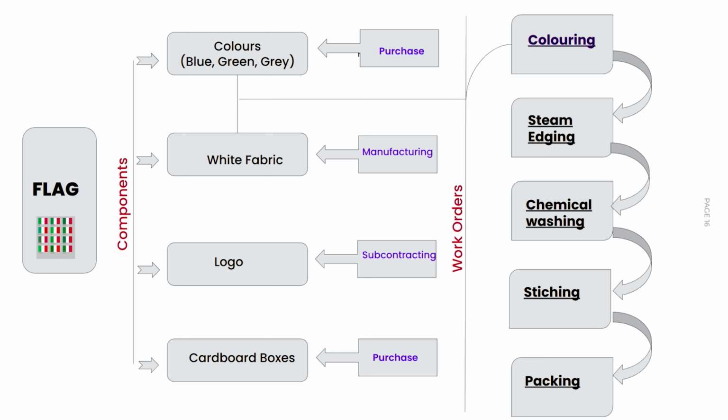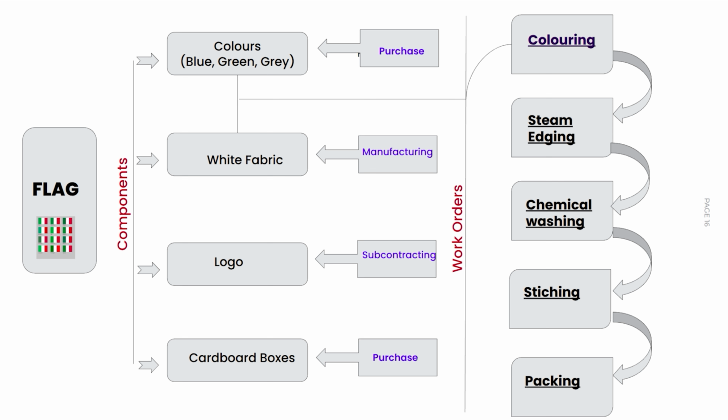Here we can see some work orders: coloring, steam edging, chemical washing, stitching, and packaging. A sequence of operations is performed during the manufacturing process of a flag. The first one is coloring. Dispersed color printing is performed here. Direct dispersed printing is a heat printing method that allows you to print directly on the fabric. The next operation is making the necessary colors by mixing for the flag.